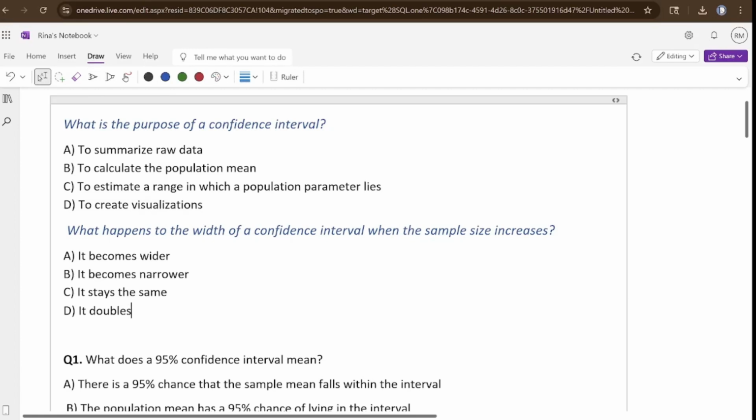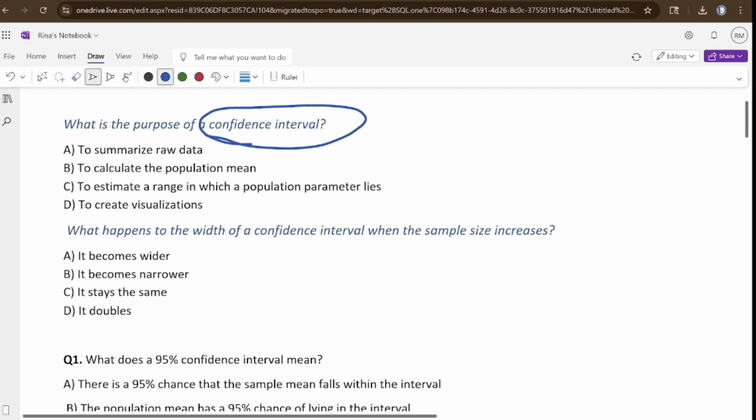Hi everyone, welcome back. Today we are going to discuss questions from confidence interval. But before that, let me give you a small recap.